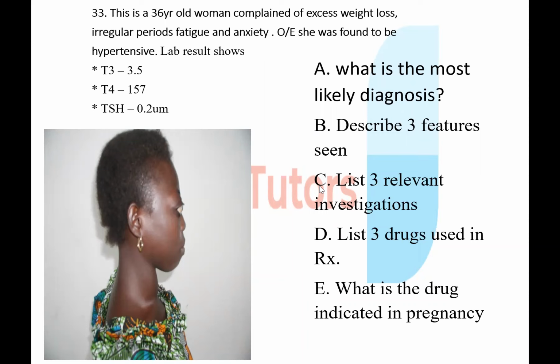Exophthalmos. Yes. There is goiter, swelling around the neck. That's 2. What else? Palm. You can't see the palm of this patient. So what can you see in this patient? That's what they're asking, no?